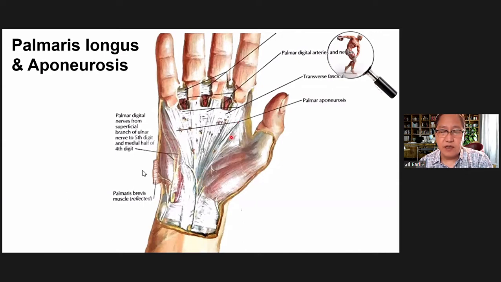And they actually come from the palmaris longus. The palmaris longus attaches closely with the flexor retinaculum. Remember, the flexor retinaculum. And this somehow flattens to become the palmar aponeurosis. But even though it flattens, there is thickening of these bands that will correspond to the digits, to the fingers of the hand.